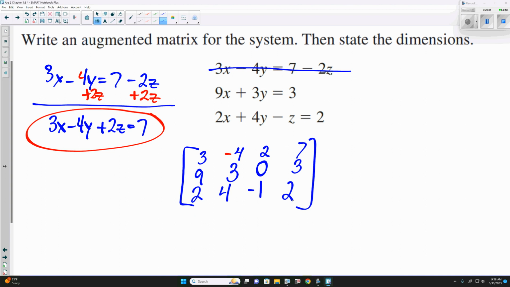So, dimensions. Rows go first. How many rows do we have? How many columns? And that is it. Questions on this here? We good with this here so far?